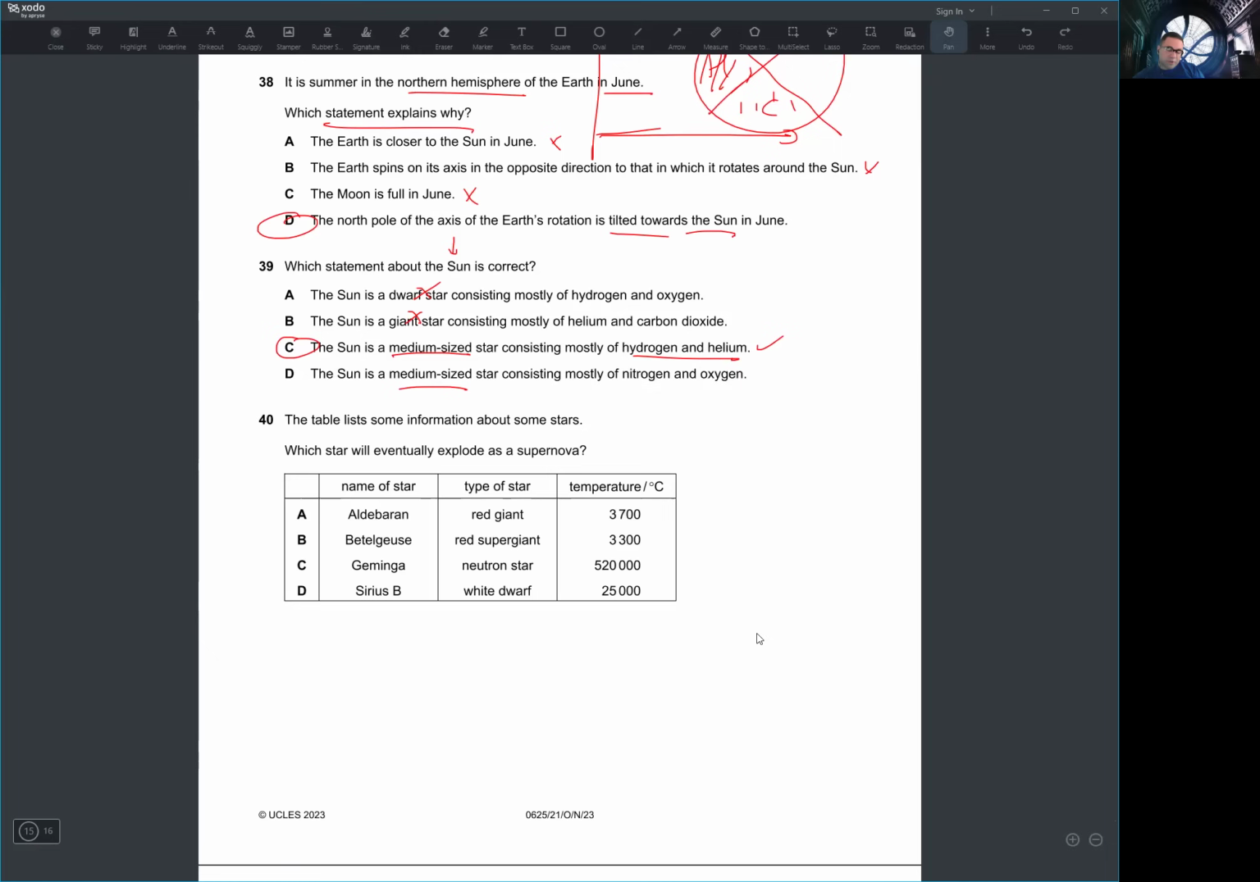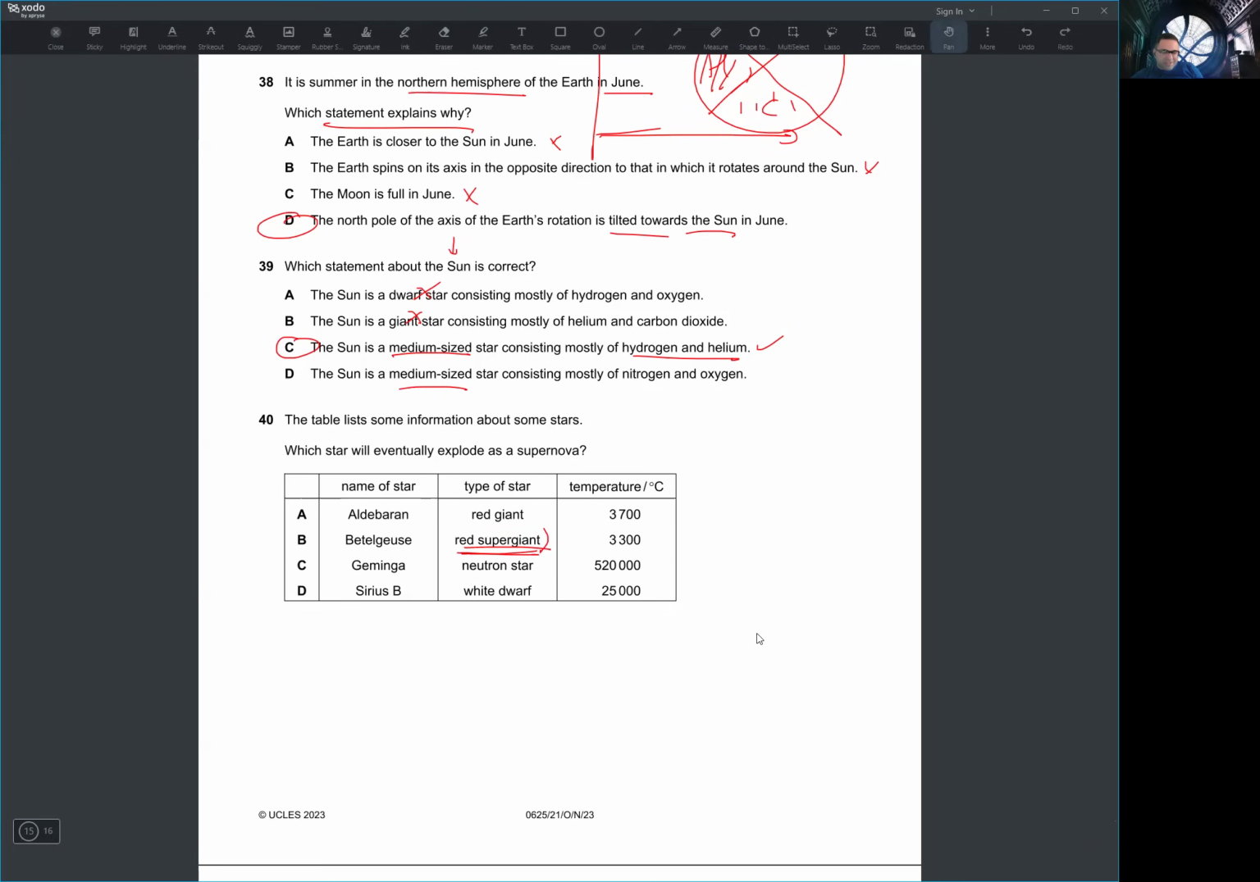The table lists some information about stars. Which star will eventually explode as a supernova? Which one will explode? I don't know names of stars. But what I do know is that a star that explodes into a supernova is a red super giant. A red giant doesn't explode. A red giant just turns into a planetary nebula with a white dwarf in the middle. A red super giant is the one that will explode, scatter interstellar nebulas everywhere, and leave behind a black hole.